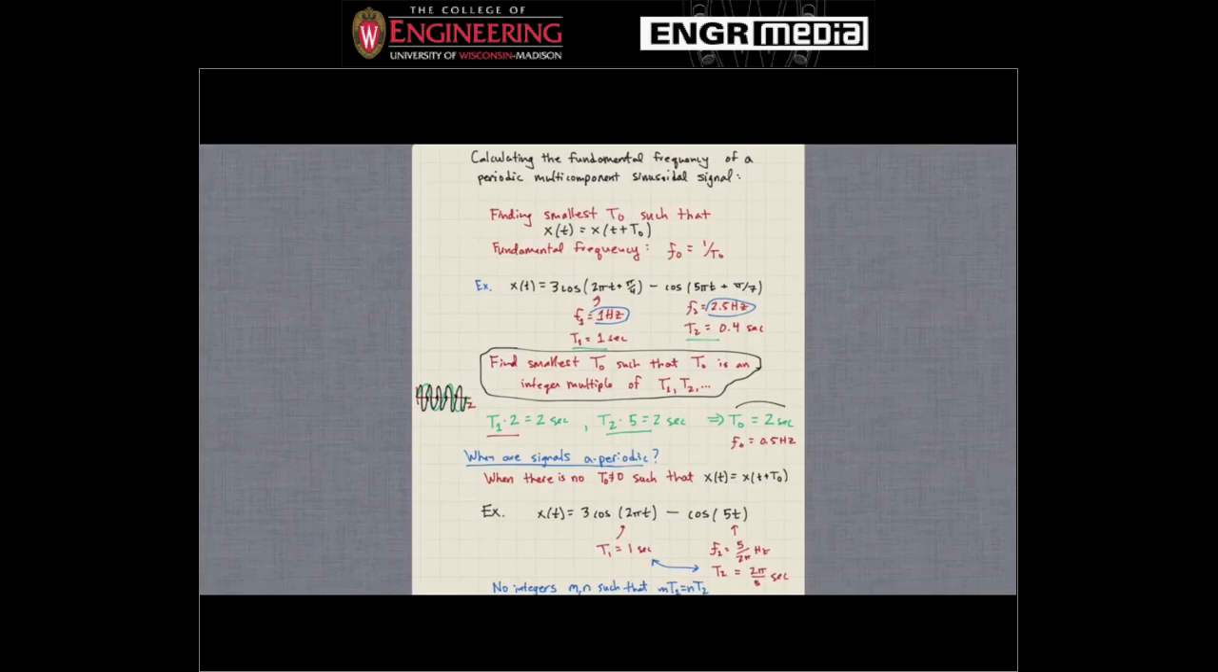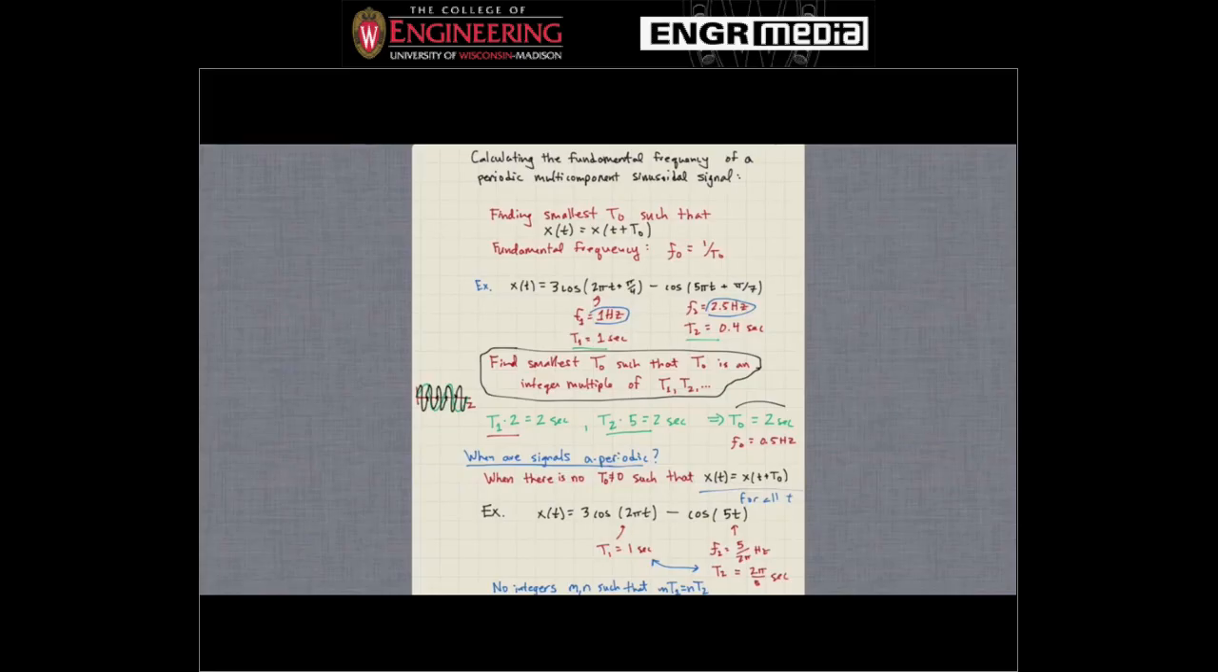But when there is no t0 such that we can write x of t plus t0, and again, I need to say for all t. Okay, when there's no t0 greater than 0 such that x of t equals x of t plus t0 for all t. Okay, relatively simple definition, but it does arise in multi-component sinusoidal signals.